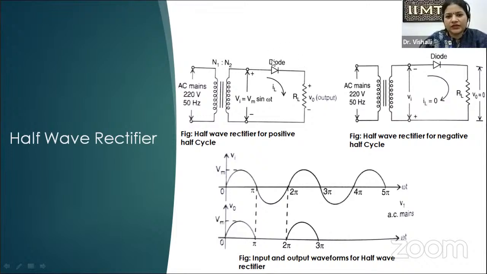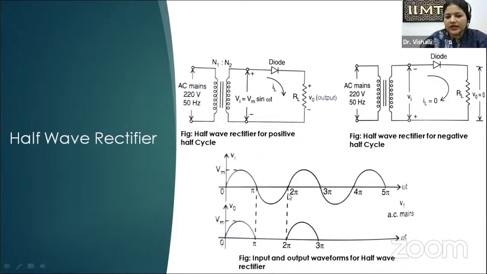So in the half wave rectifier circuit, we are using only a single diode. This Vi is an input voltage which is obtained across the secondary of the transformer. This is Vm sin omega t, because it is a sine function, and this Vm is the maximum amplitude of this voltage. This is the maximum voltage of the AC. So these are the waveforms which are represented in the first diagram.